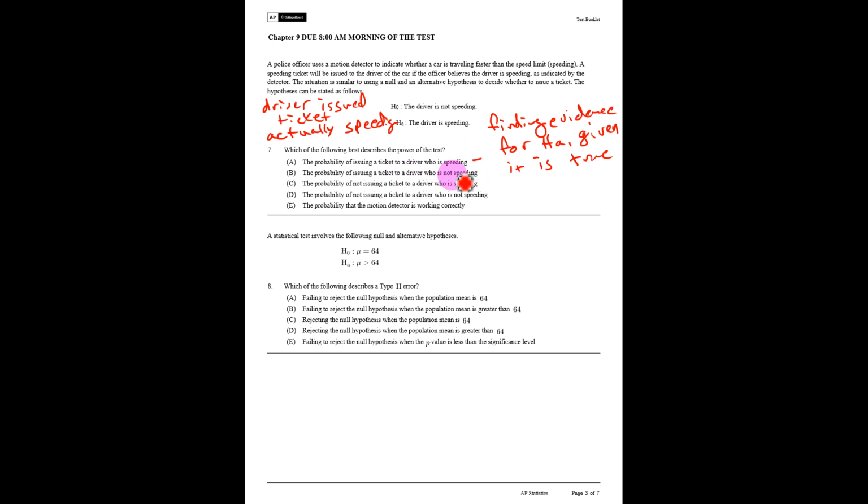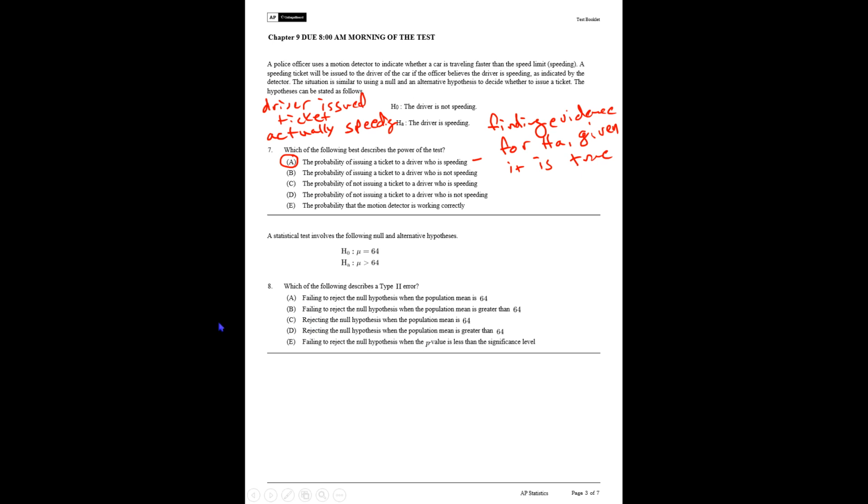Probability of issuing a ticket to a driver who is not speeding, nope, that's not the power. Probability of not issuing a ticket, nope, we wanted the probability of issuing. Probability the motion detector is working correctly, no, it's just straight up this. The power only concerns the alternate, and we don't know anything about not issuing tickets when it's not speeding.